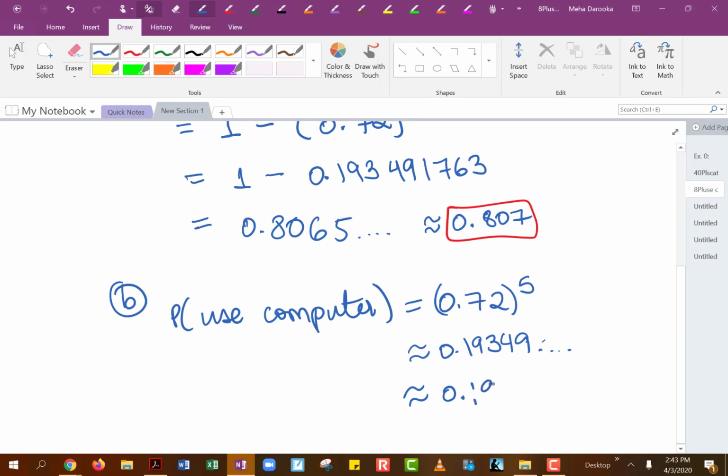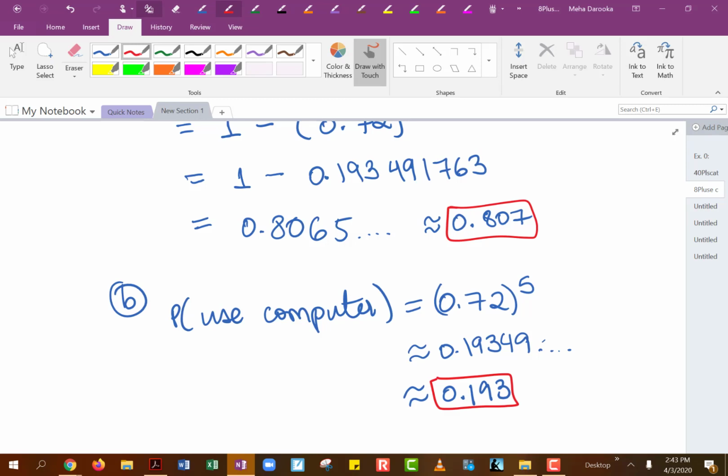Oh, this guy just does not want to work, does it? It's about a 19% probability. You are really driving me crazy here, computer.